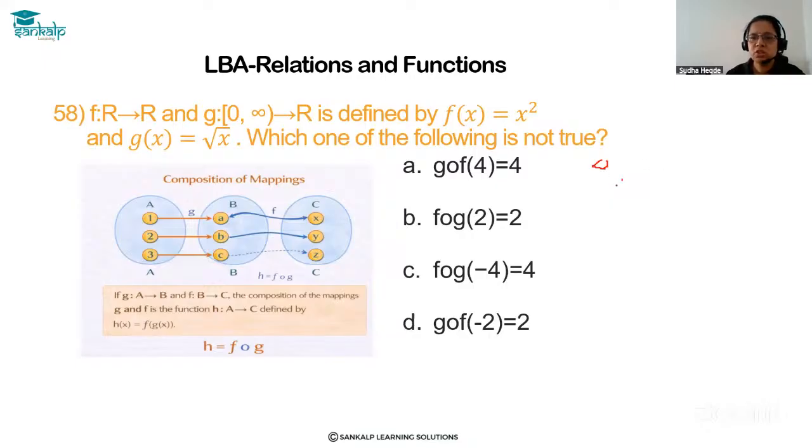Now find g composition f of 4. That is equal to g of f of 4. So g of f of x, you find first. What is g of f of x? f of x is x square. So g of x square.